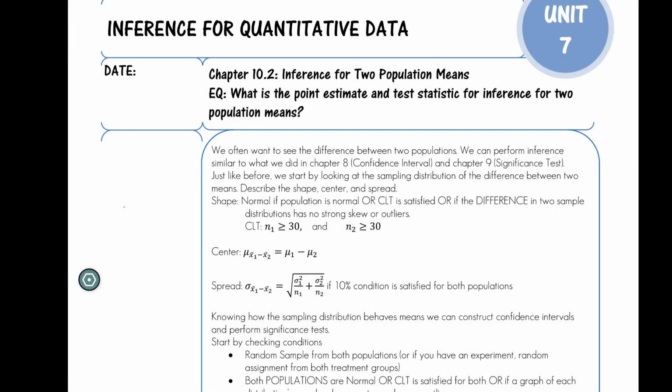Hey guys, we're nearly done with Unit 7, that is Inference for quantitative data, and today we're looking at our last lesson, that is Inference for two population means. So we're going to be making confidence intervals and conducting hypothesis tests. So our EQ is going to reflect that. What is the point estimate and test statistic for inference for two population means?